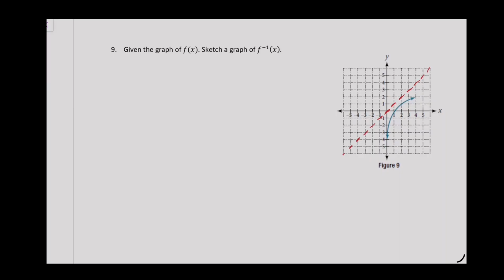And you'll notice that for every data point that we have, say this one is 1, 0, well, the inverse is going to have 0, 1. This one is 2, 1. So we're going to have 1, 2 on the inverse. Okay? It looks like there's a 4, 2. So let's go 2, 4 on the inverse. It's approaching the negative y-axis. This will be approaching the negative x-axis. And there's the graph of f inverse.